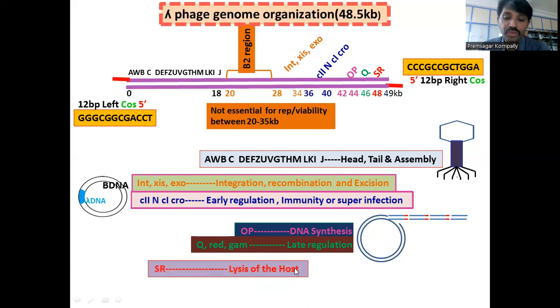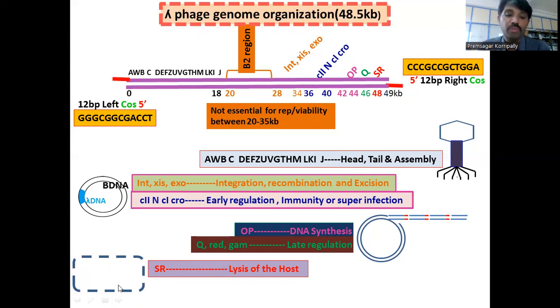Then lysis of the host is mediated by two genes called S and R. So when progeny phage particles are synthesized and assembled, they break down the cell membrane as well as the cell wall through autolysins. They are called lysins. So they are endolysins and holin molecules.